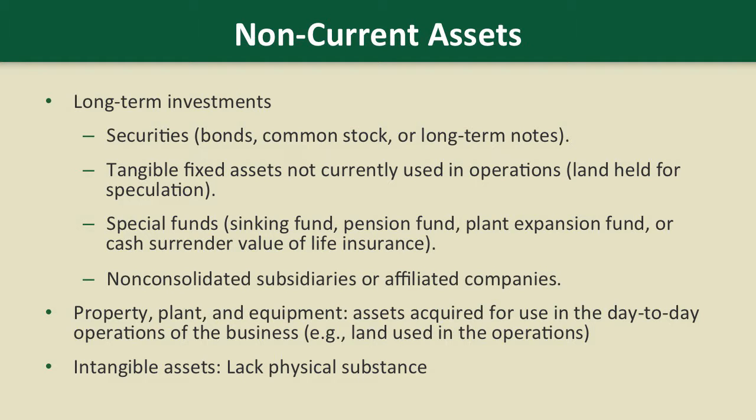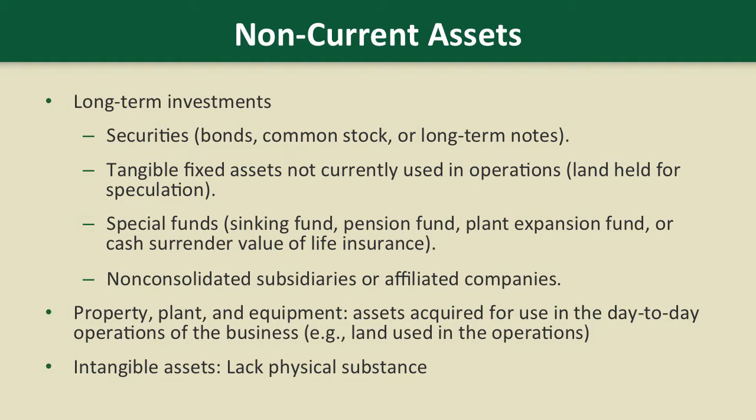The second category of non-current assets is property, plant, and equipment. Those are the assets acquired for use in the day-to-day operations of the business. For example, you need to have a piece of land to have your headquarters on it. For example, it includes your buildings, headquarter buildings, or operational buildings.